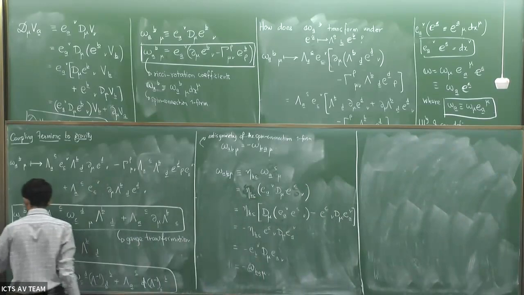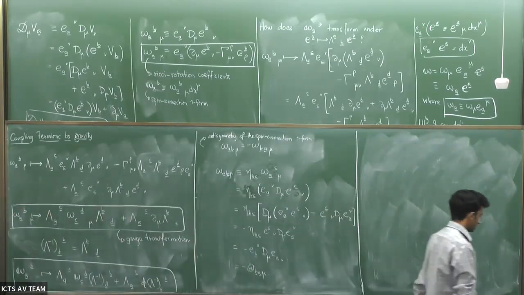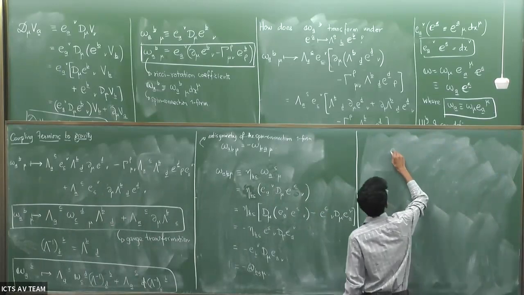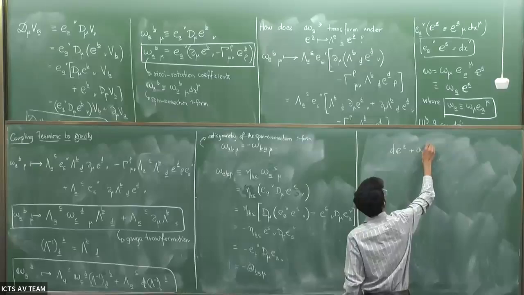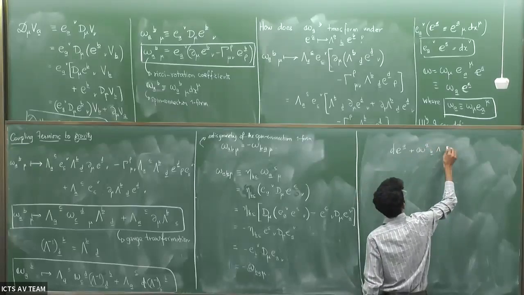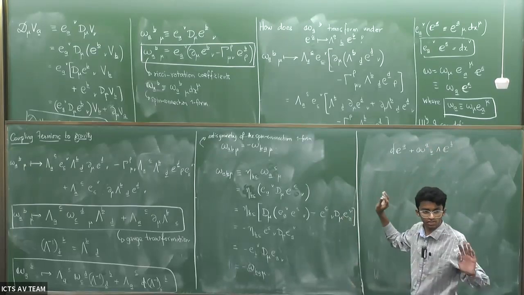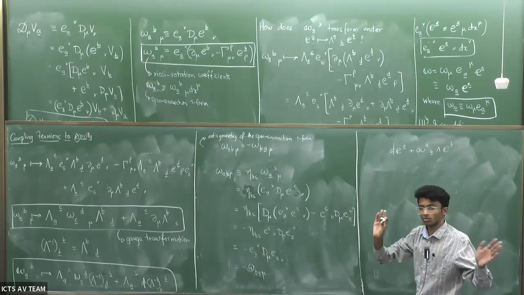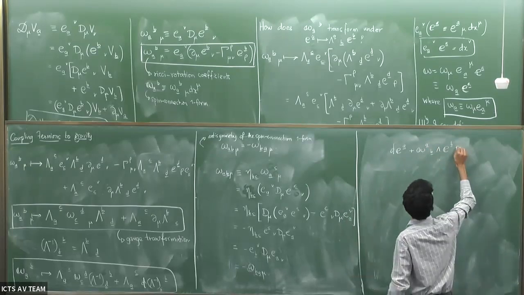Show that dE equals minus omega AP wedge E. This is for those of you who know wedge products and exterior derivatives and so on. If you don't know this, completely ignore it, because I'm not going to use this next time.